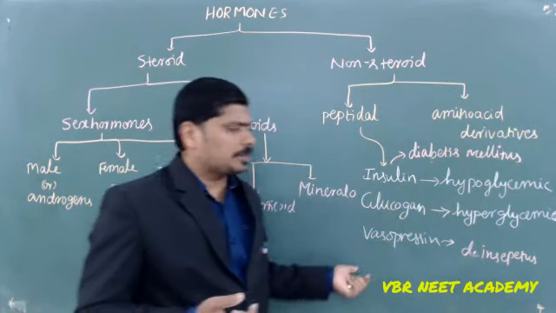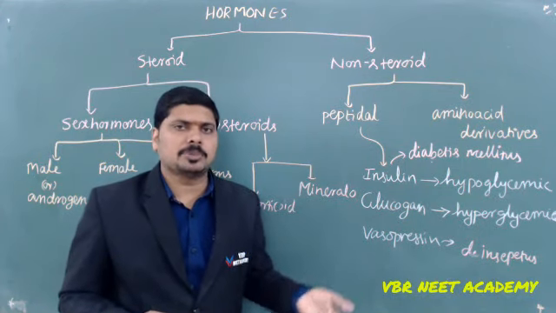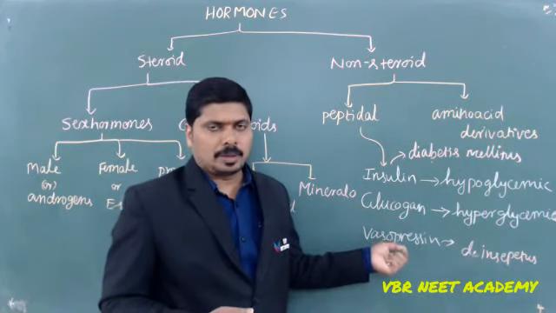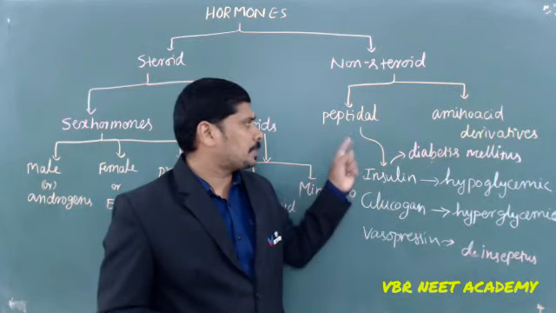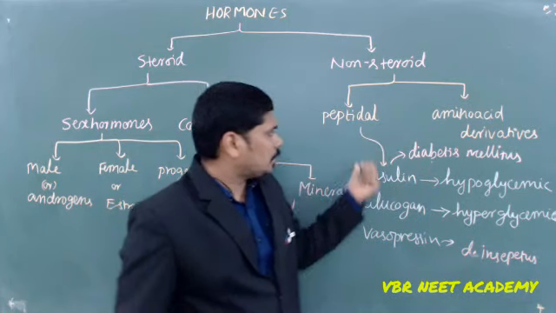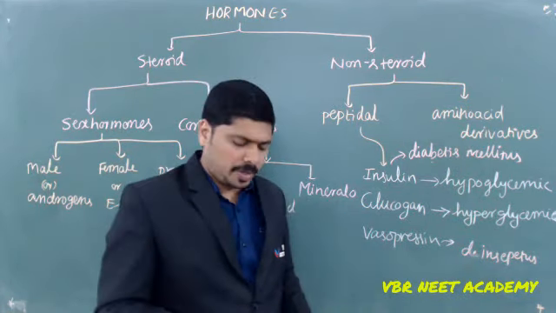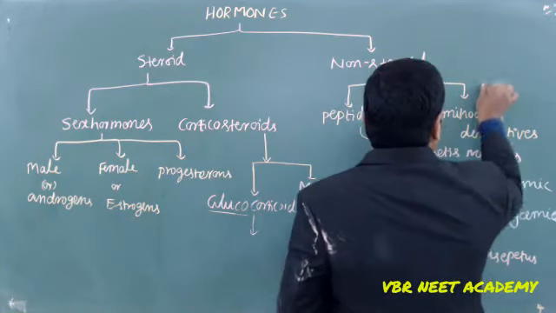Other than these hormones, we are having so many, like all your peptide hormones. All pituitary hormones come under peptidal hormones only. This is about the peptidal hormones. And coming to amino acid derivatives, a very important one is thyroxine.